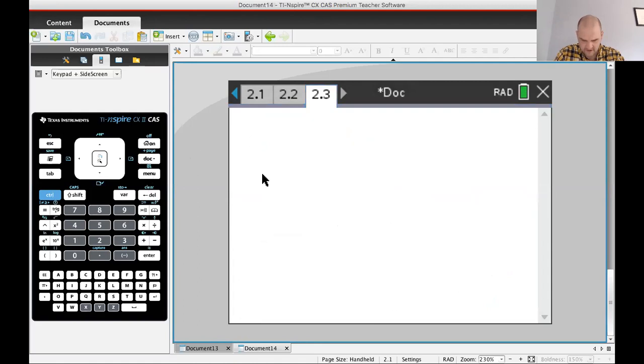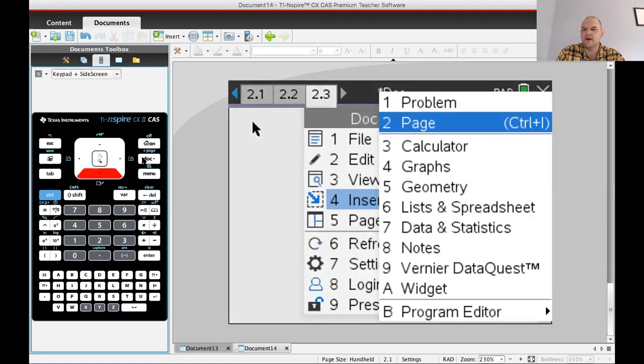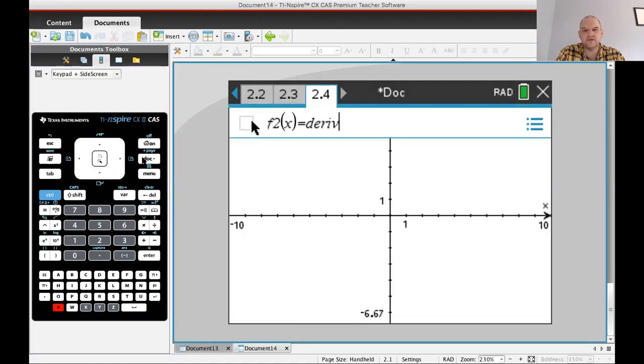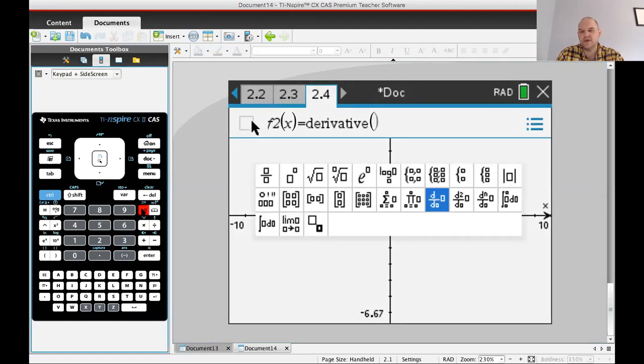So why am I doing that here? Use the graph of the derivative. I'm going to put in a graph page. All right, derivative. You should use the template, though. Remember, templates, pick the one that's for the first derivative.